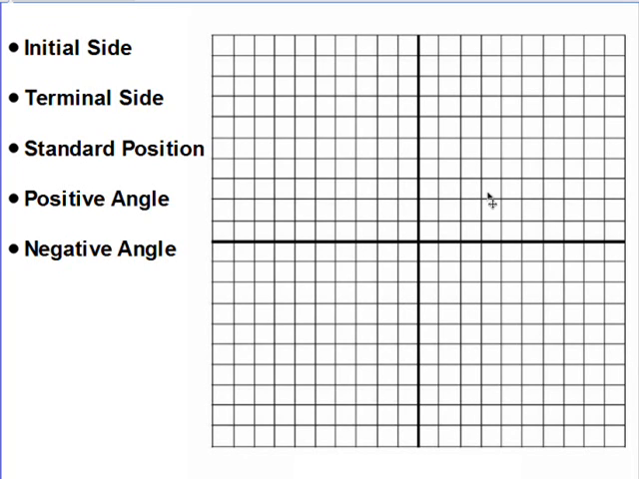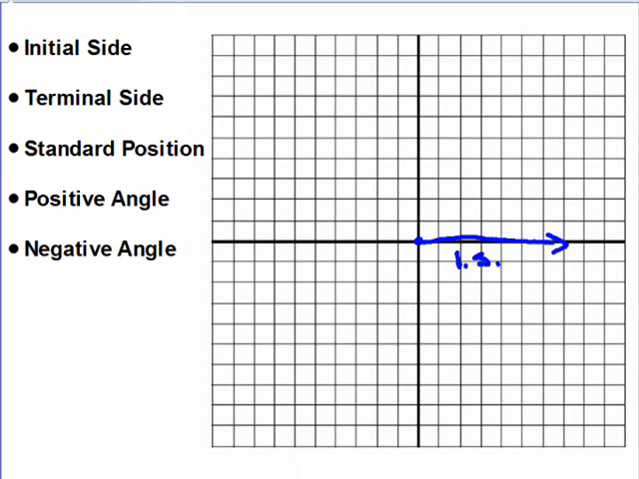The first thing we're going to look at is an angle in the coordinate plane. When we do that, we are going to be looking at angles in what's called standard position. What that means is the vertex of the angle is going to be at the origin at 0, 0. And then we have what we call the initial side. So the first ray is going to be on the x-axis in the positive direction. So this would be the initial side.